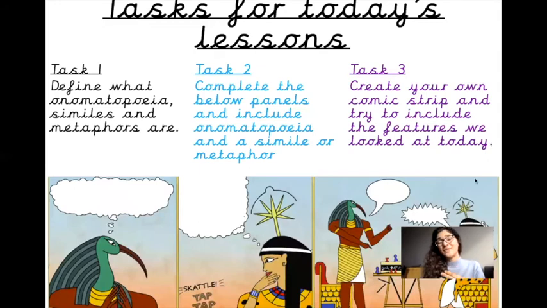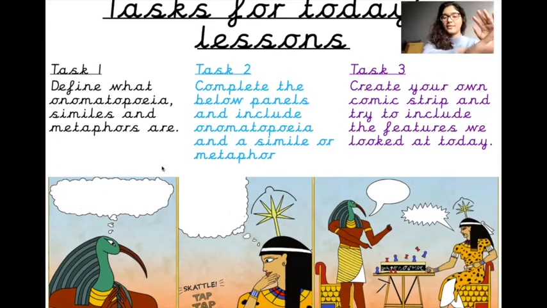Now your tasks for today's lesson. Task number 1. Define what onomatopoeia, similes and metaphors are. So I'm looking for 3 different definitions, 1 for onomatopoeia, 1 for similes and 1 for metaphors. Then task number 2. Complete the below panels and include onomatopoeia and a simile or a metaphor. So the panel is just below here. You've got empty bubbles to fill in with onomatopoeia, similes and metaphors.